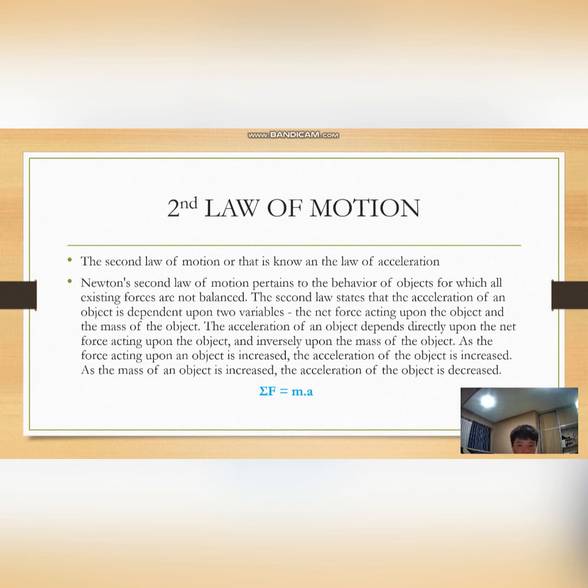The acceleration of an object depends directly upon the net force acting upon the object, and inversely upon the mass of the object. As the force acting upon an object is increased, the acceleration of the object is increased. As the mass of an object is increased, the acceleration of the object is decreased. The formula of the second law of motion is net F equals mass times acceleration.